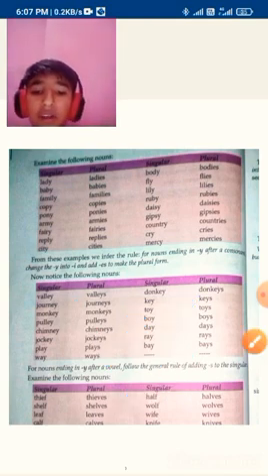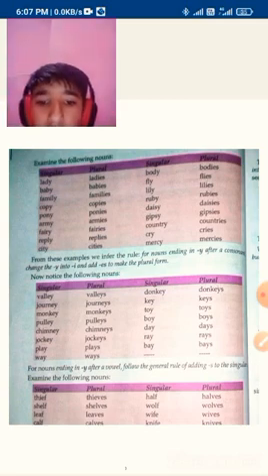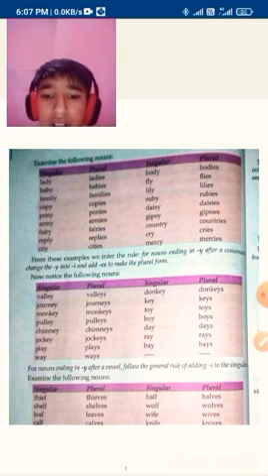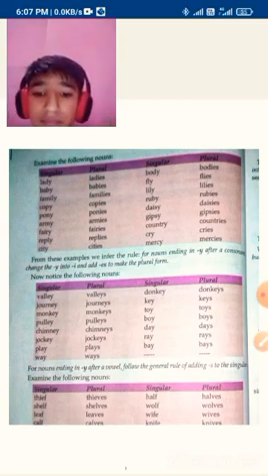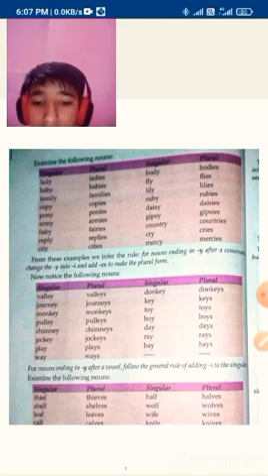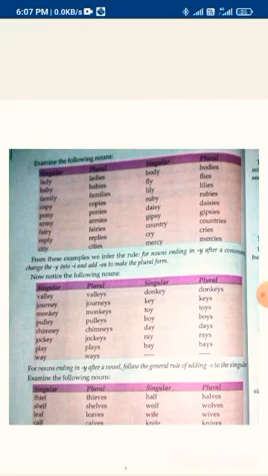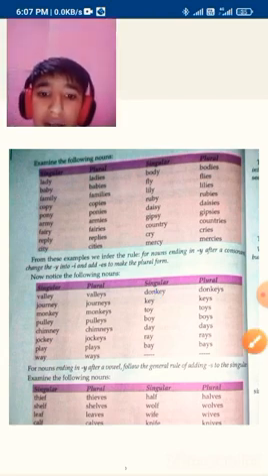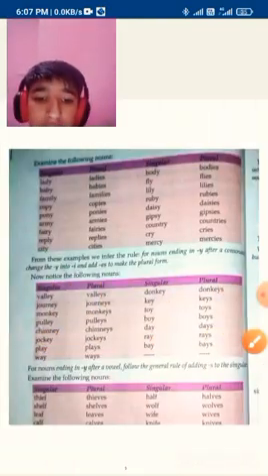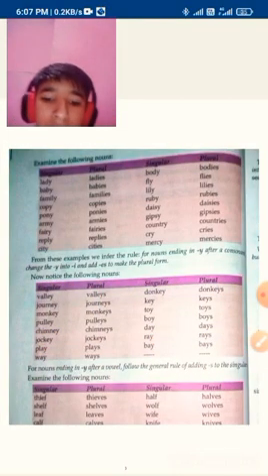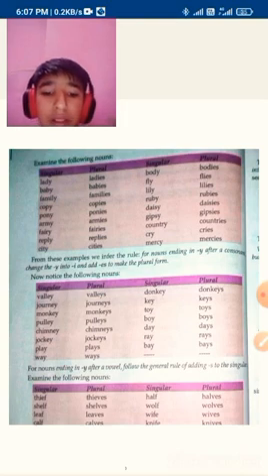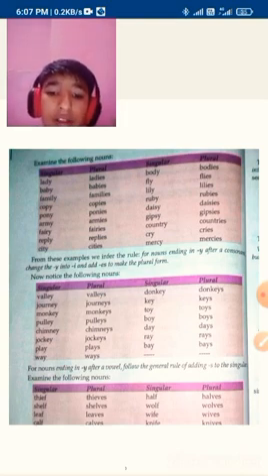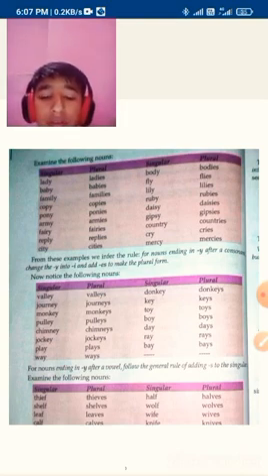Now notice the following nouns: valley, valleys; journey, journeys; monkey, monkeys; pulley, pulleys; chimney, chimneys. As we observe here, there are not consonants. There are vowels before y in this whole table, so s will simply be added to form the plural.